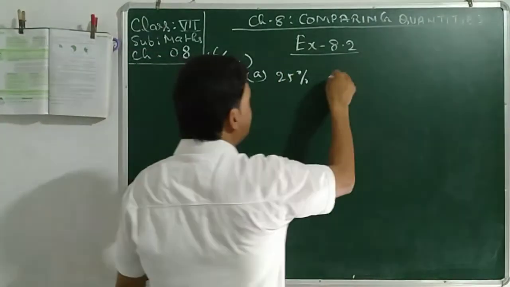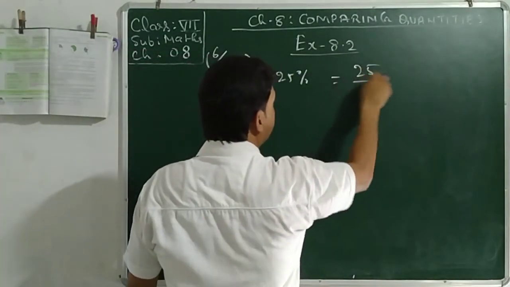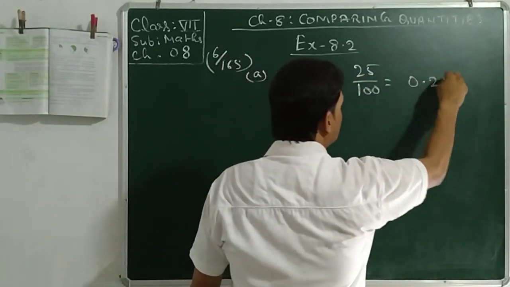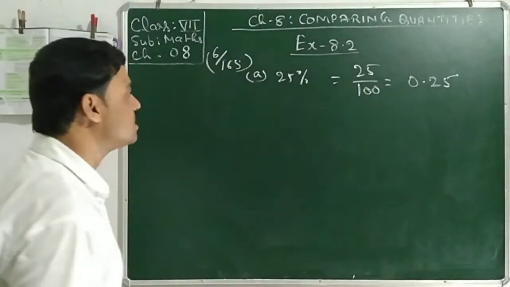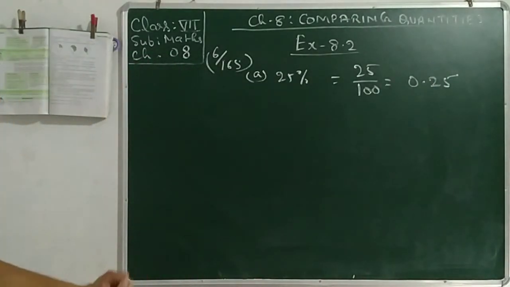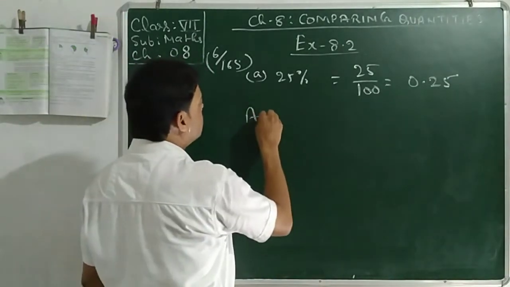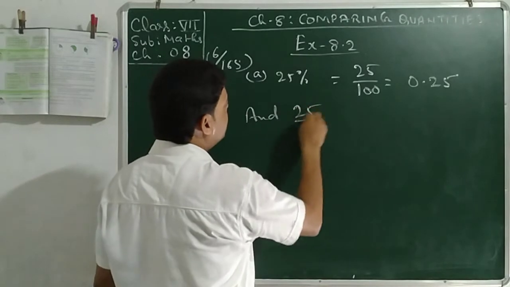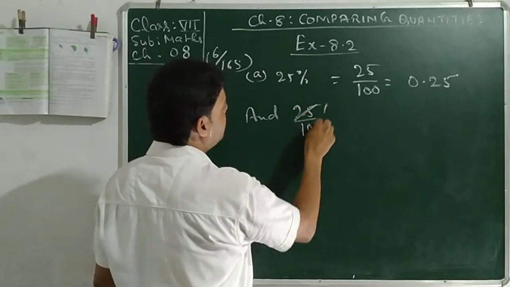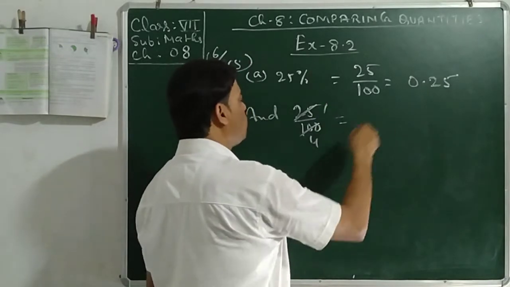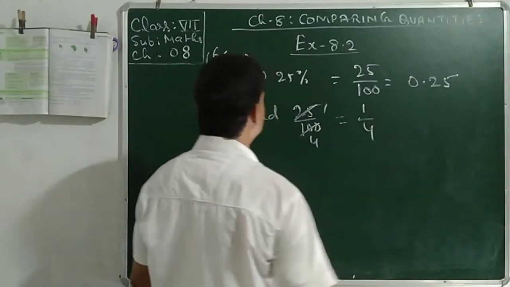25% can be written as 25 by 100, that will be 0.25. This was the decimal conversion. And also to the fraction in simplest form, so 25 by 100 can be written as 25 ones are 25 and 25 fours are 100, so 1 by 4.